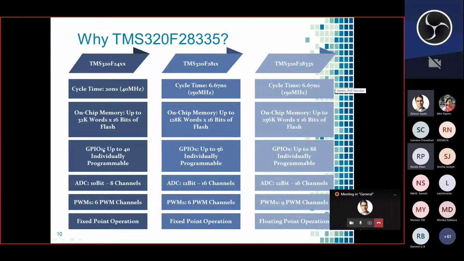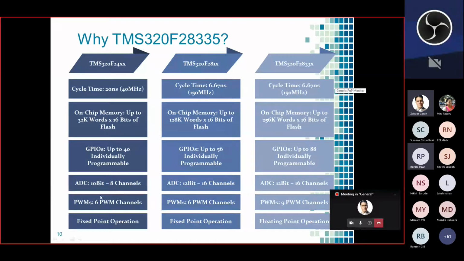Then coming to GPIOs, general purpose input output pins, now you can see a drastic change. Here you have only 40 individually programmable GPIOs, but it was extended to 56 in 2812, and again it was extended to 88 in 28335. So here you have a large number of GPIO pins.